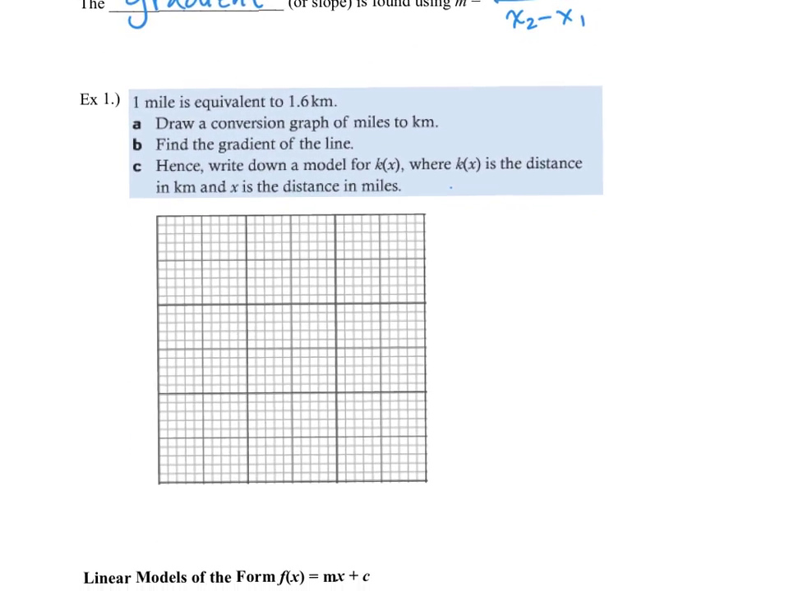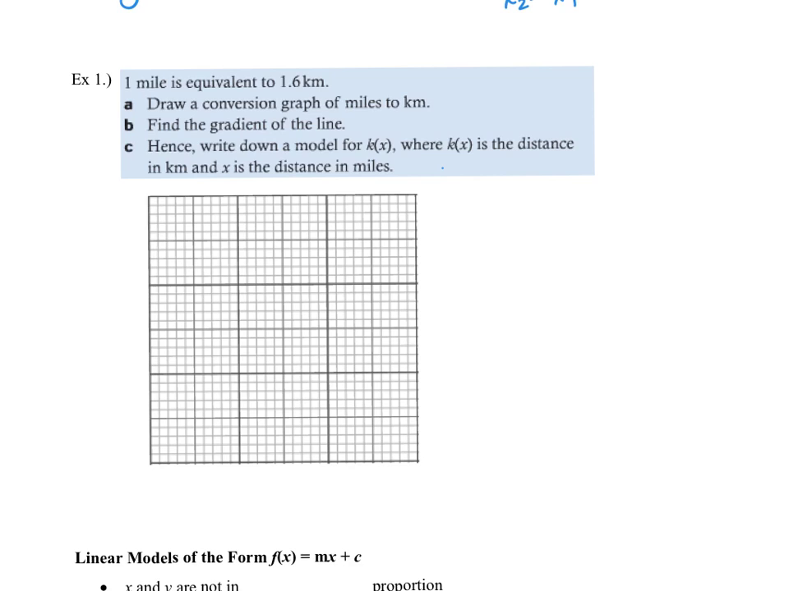Let's take a look at an example. In example 1, it says 1 mile is equivalent to 1.6 kilometers. So let's draw a conversion graph of miles to kilometers. We're going to convert miles to kilometers, so that means miles is going to be our independent variable. So let's let x represent the number of miles, and let's let y represent the number of kilometers.